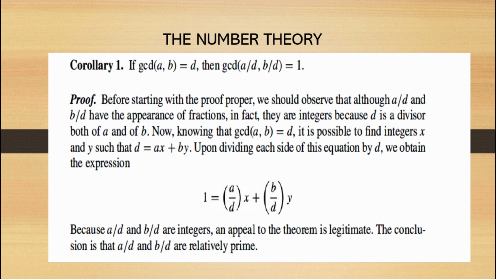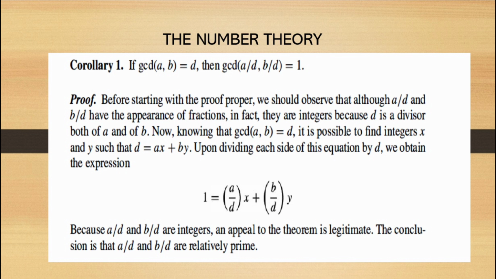So before starting with the proof proper, we should observe that although a divided by d and b divided by d have the appearance of fractions, in fact, they are integers because d is a divisor both of a and of b. Now, knowing that the greatest common divisor of two numbers a and b is equal to d, it is possible to find integers x and y such that d is equal to a times x plus b times y.